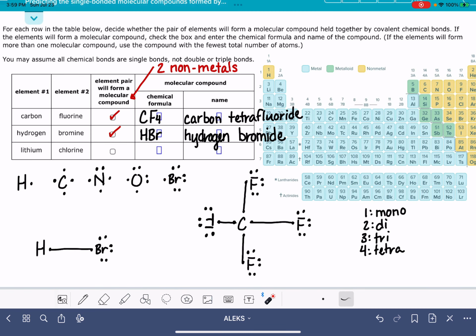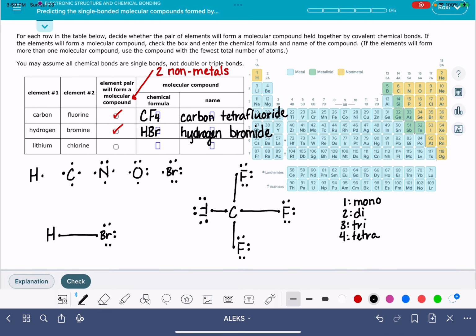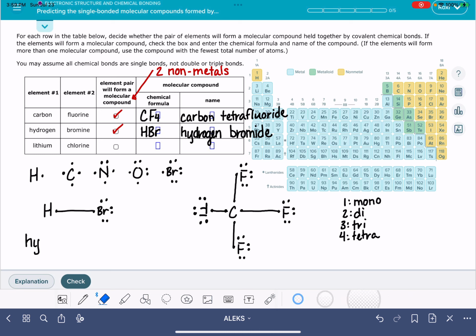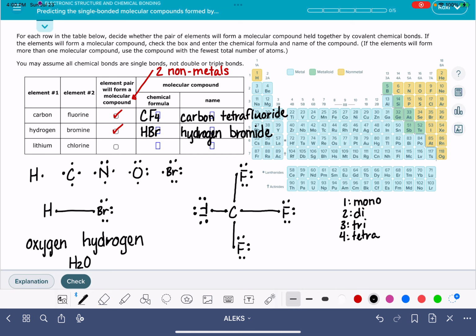Now, I did tell you there was a weird exception. There was one weird exception where the first element that ALEKS provided was not the first element of the formula. That weird exception is water. So when I saw this ALEKS problem, it listed oxygen first, and then it listed hydrogen as the second element, and those two come together to make H2O, and it is convention that we list hydrogen first in the formula and oxygen second. So that's going to be one exception to the little trick that the first element provided to you is the first element of the formula.